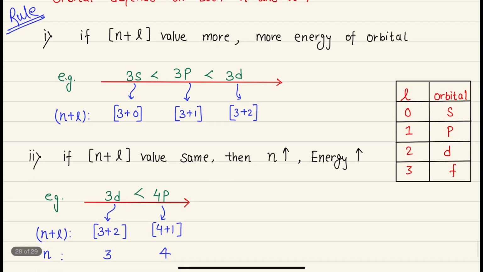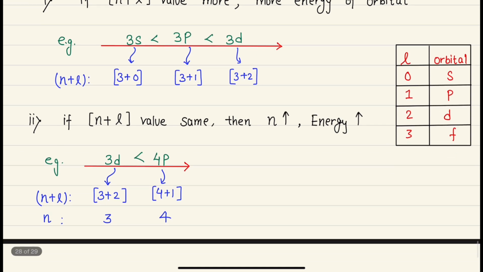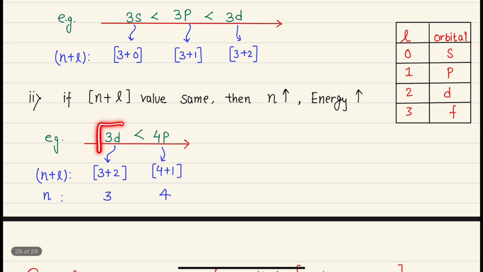Okay, but sometimes you will find questions in which the n plus l value becomes the same. Then what to do? How to compare the energy of orbitals? In that case you have to check the n value, the principal quantum number. If the value of n is more, it means energy also will be more, right? For suppose here for 3d and 4p, which has more energy?